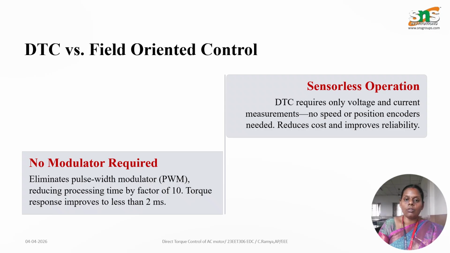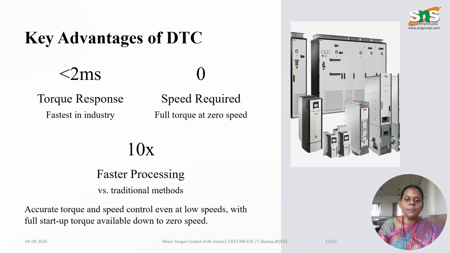Next, we can go for the comparison of DTC versus FOC. Compared with field-oriented control, DTC has some advantages. It does not require speed or position sensors, which makes it simpler and more reliable. Also, it eliminates the need for PWM modulation, which results in a faster torque response, typically less than 2 milliseconds.